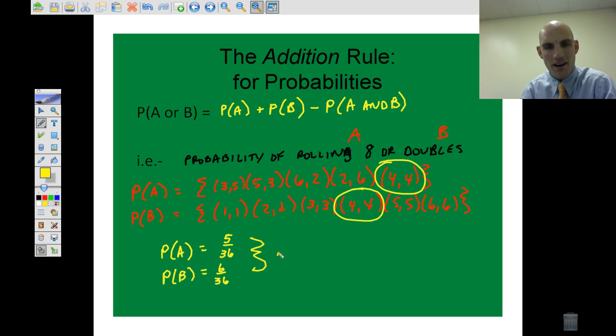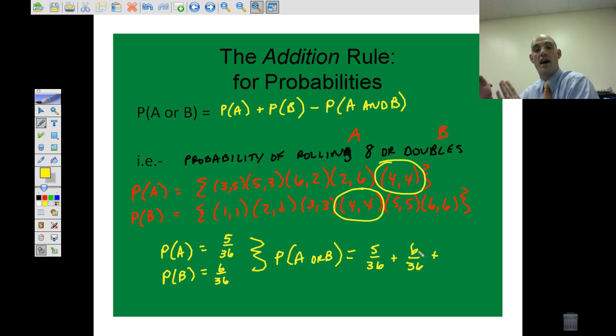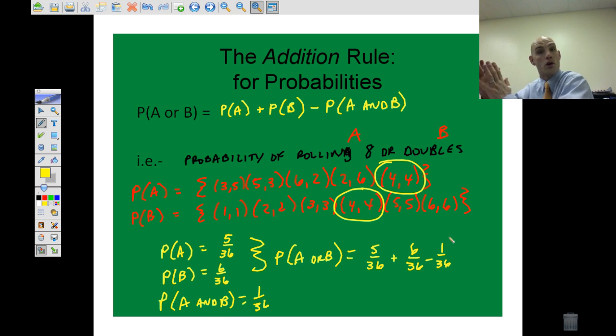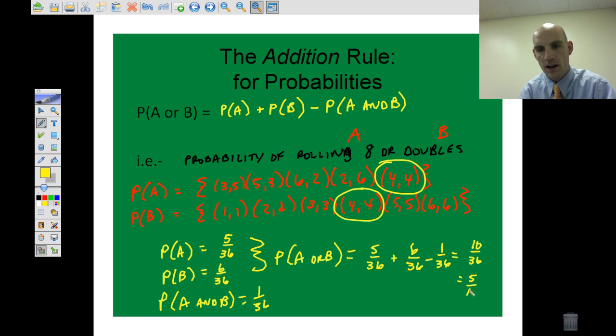So when we calculate the probability of A or B, it's going to be equal to 5 out of 36 plus 6 out of 36 plus the probability of A and B. So the probability of A and B happening is 1 out of 36, because there's only one thing that's going to happen. So we're going to subtract that. And I put a plus sign, but this should be subtraction, minus 1 out of 36, because we've counted 4 twice. So we're going to subtract one of them because we don't need to count it twice. Okay, so what we end up with is 10 out of 36 or 5 out of 18.